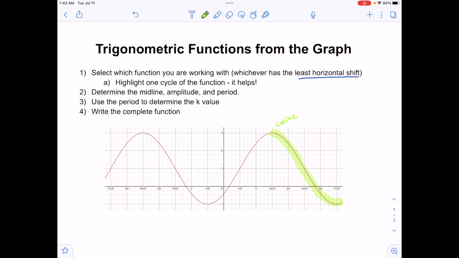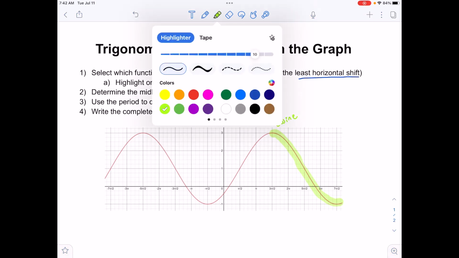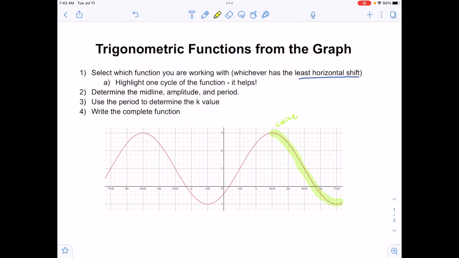Our sine option always starts in the middle. And so our sine option might look like this, and then overlap with the cosine a little bit. Or actually, I'm seeing now, we've got a 3π/2 horizontal shift, but I could actually just start it right here at π/2 instead. And that would be our least horizontal shift.